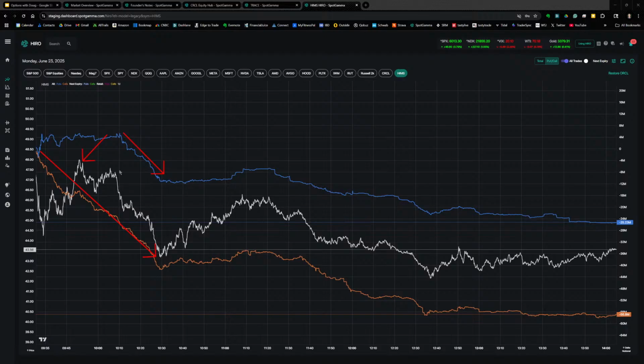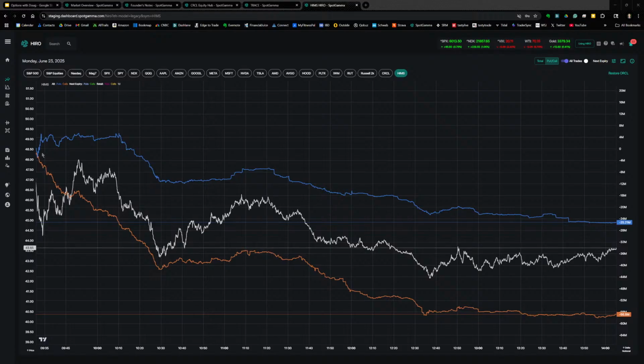when HIMS really started to drop. So this is a divergent short. Whoops, wrong tool. Divergent short. Short right there. And then bearish momentum after that. So let's go. So remember that was right around 10:10.